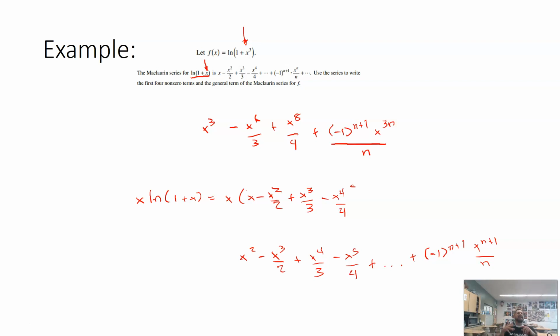They don't very often ask you to make the general term. More often than not, it's a Taylor polynomial. So they might say, what are the first 4 non-zero terms? So I would just have to write those down for x times ln of x. Different problems, different times, it just kind of matters what you're looking at.